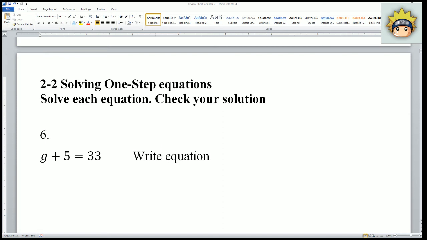Okay, before we get started, I want to make sure everybody understands what solve means. Solving each equation means getting that variable alone, figuring out what the variable is equal to.